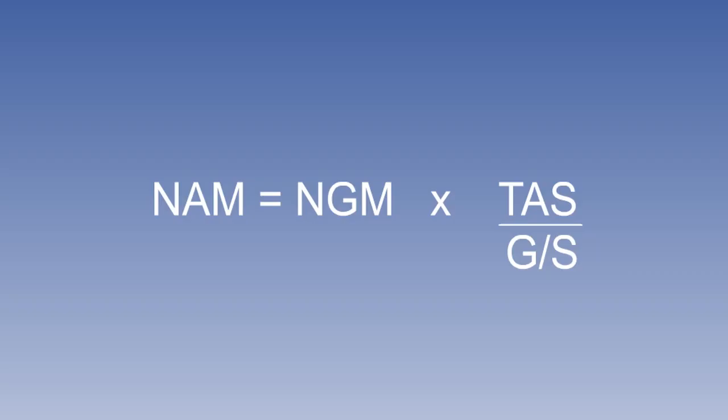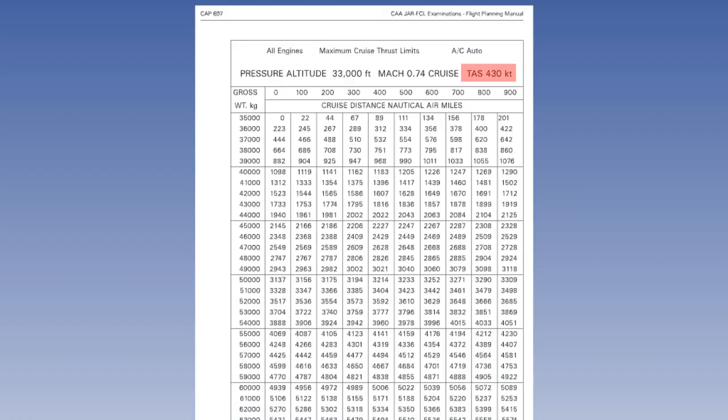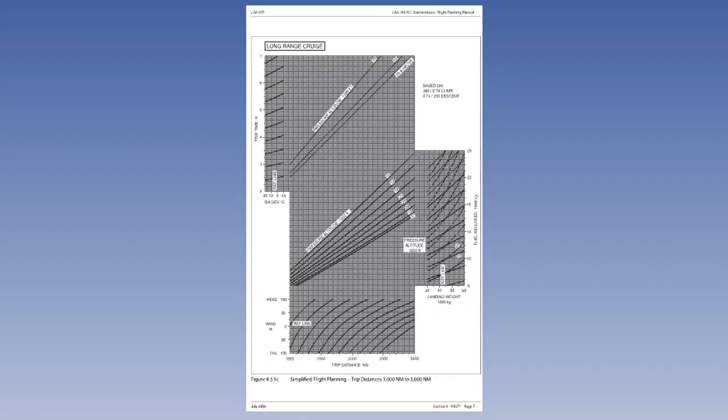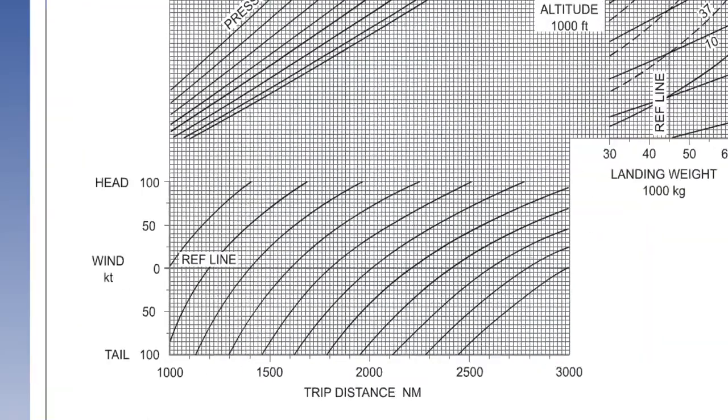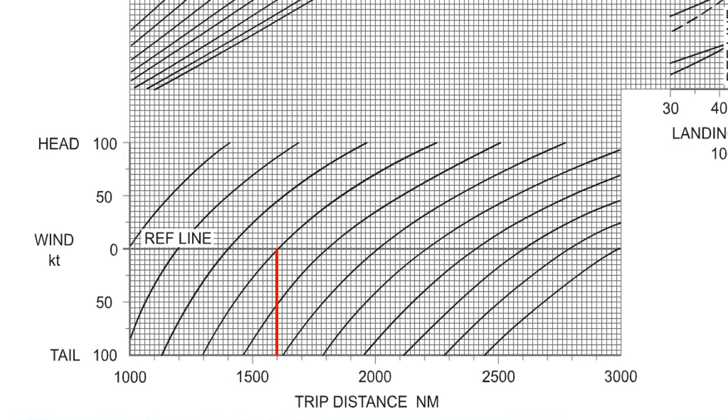One is by use of the formula: nautical air miles equals nautical ground miles times TAS over ground speed. You can get the TAS from the detailed flight planning table for the speed and flight level. Or you can do it from the simplified flight planning graph, which is slightly quicker. Enter with the nautical ground miles distance and go vertically to the wind component reference line. Go up and right or down and left as appropriate for the wind component. And then drop vertically back to the base again and read off the number. You have converted your nautical ground miles into nautical air miles.